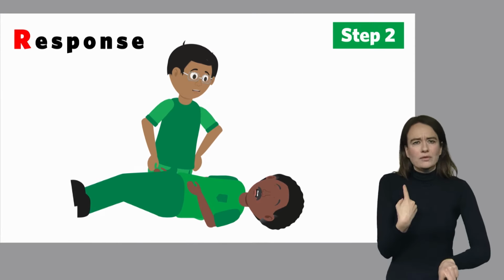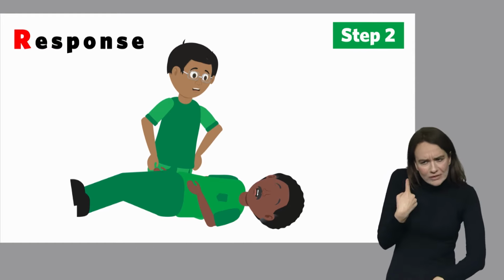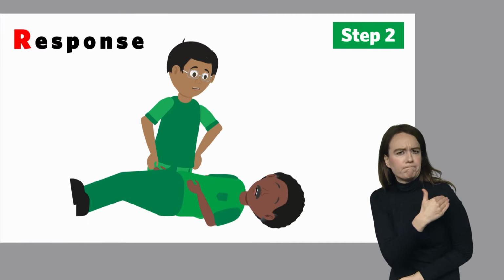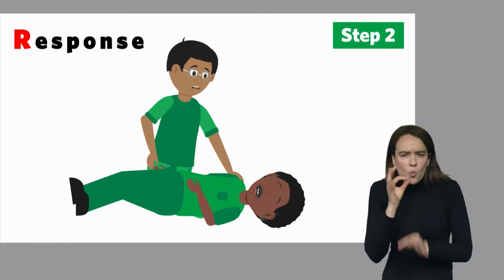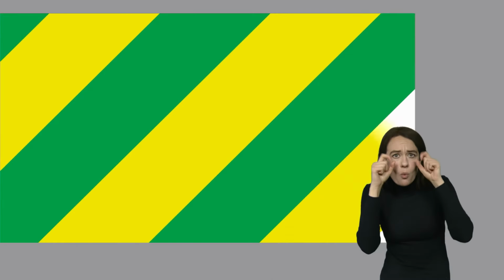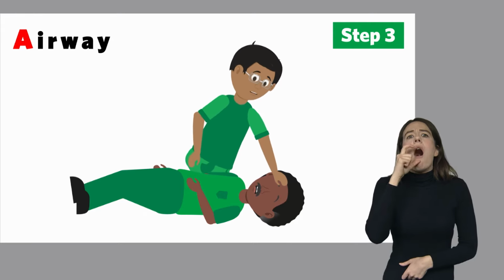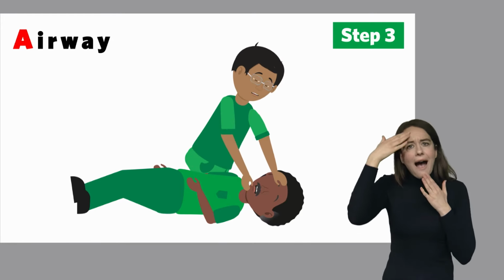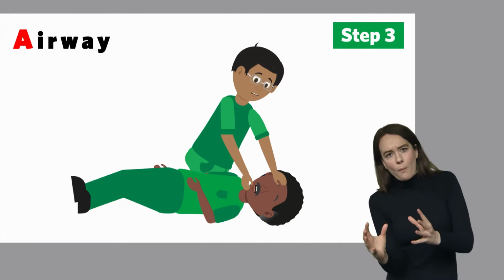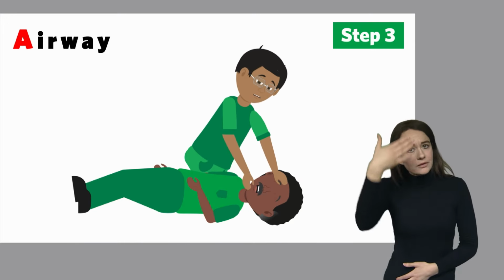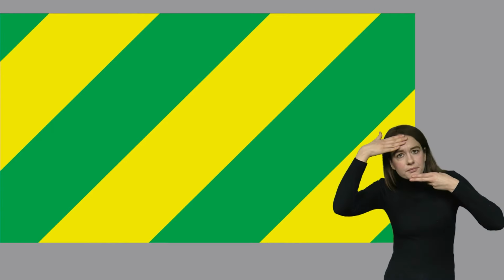R is for response. Check your casualty's response level. Ask questions and gently tap the shoulders. Say, open your eyes. A is for airway. If the airway isn't clear, then open it by tilting the head back, using one hand on their forehead and 2 fingers under their chin.